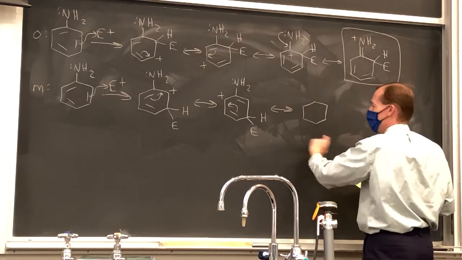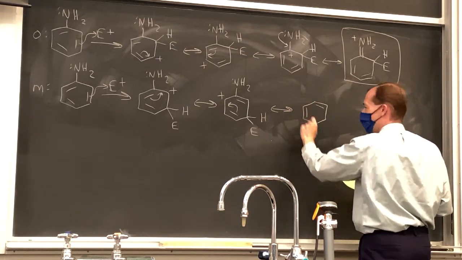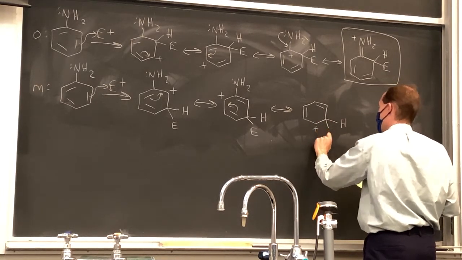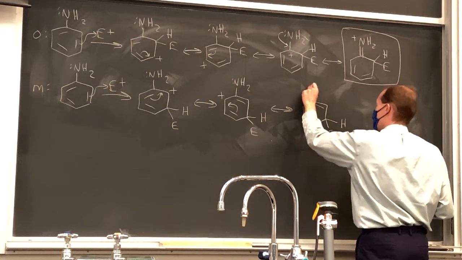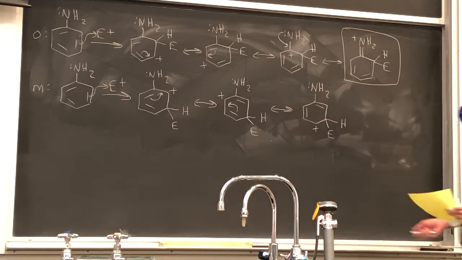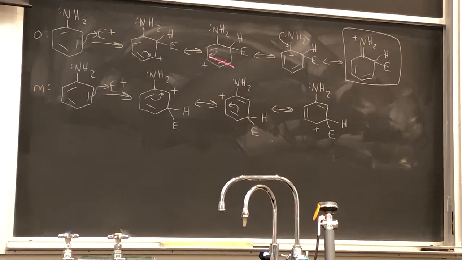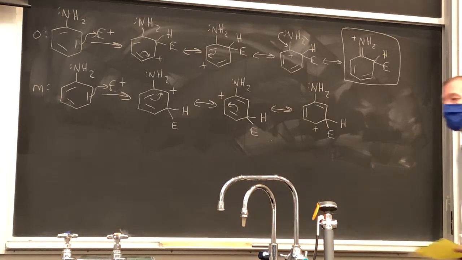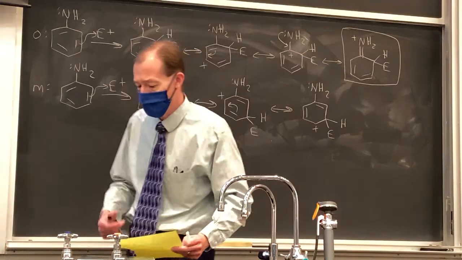And what we find is that when we attack at the meta-carbon, the positive charge skips the carbon that bears our NH2 group, so we do not have the ability to draw that 4th resonance structure. So if we compare these 2 carbocations, the carbocation derived from attack at the ortho carbon is going to be more stable, lower in energy, than the carbocation derived from attack at the meta carbon. Okay?